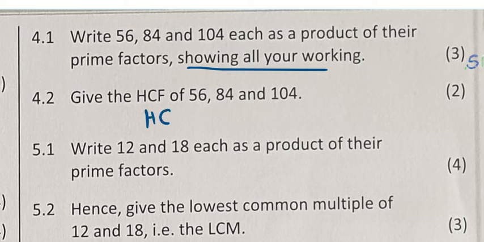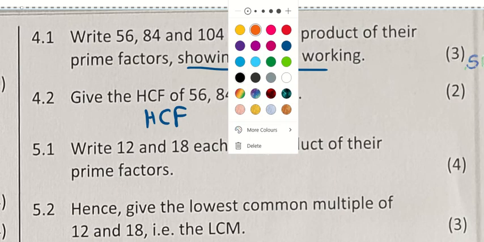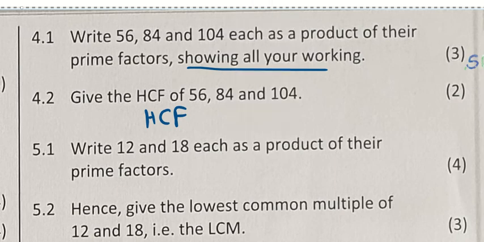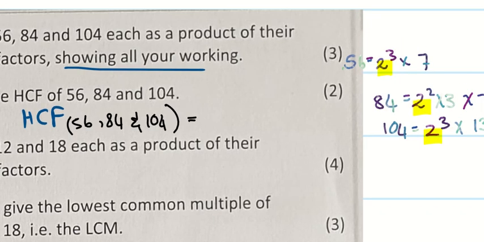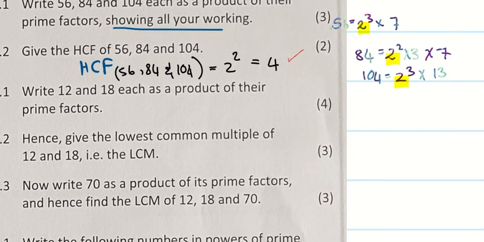So I would write HCF. The HCF of 56, 84 and 104 will be, what is the same? 2, and then what is the lowest exponent? To the power of 2. Now I simplify. 2 to the power of 2 means 2 times 2 is equal to 4. If you got that right, that's a correct mark. Just did it like Nike.